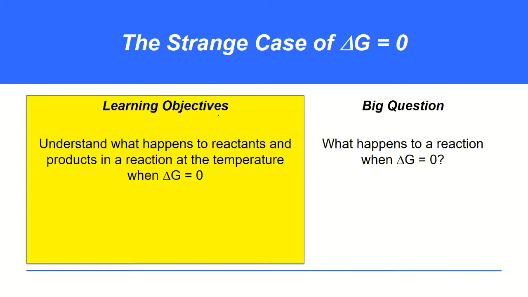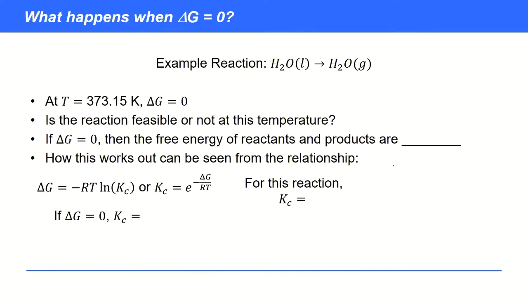In this video we're going to think about the strange case of delta G equals 0. We're going to think about what happens to a reaction when delta G is equal to 0. So here's our example. We're actually going to look at water boiling in this case, turning from a liquid, so water, into steam, water vapour. And at 373.15 Kelvin, or we might think about that as 100 degrees centigrade, we'd find here that delta G is equal to 0 for this reaction.